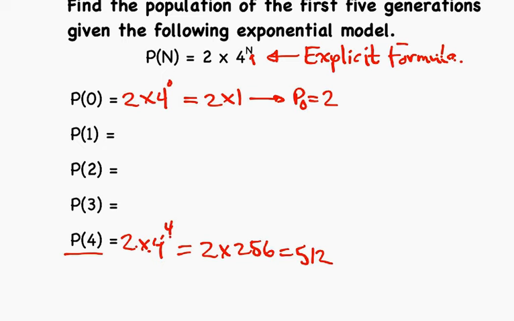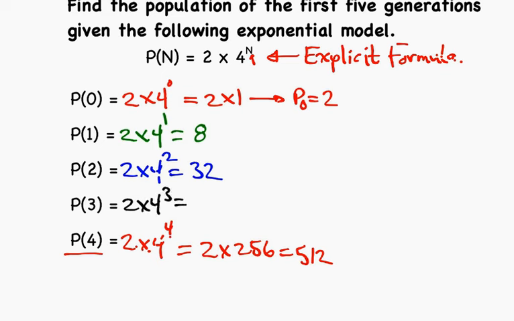And we can continue this with the rest of these. So we have 2 times 4 to the 1st power, we get 8. 2 times 4 to the 2nd power, we get 32. And 2 times 4 to the 3rd power gives us 128.